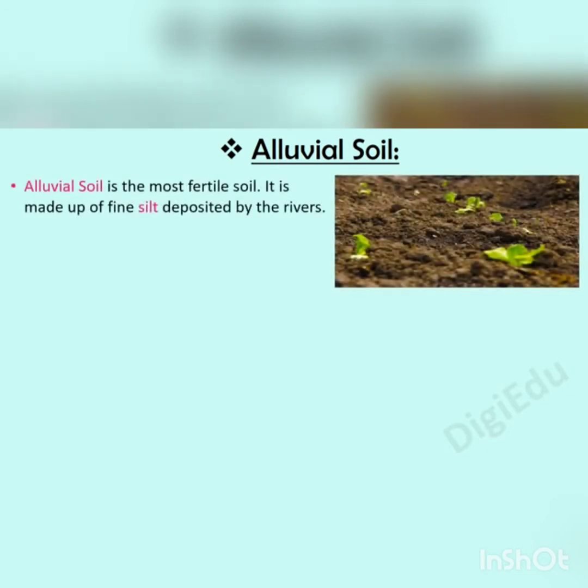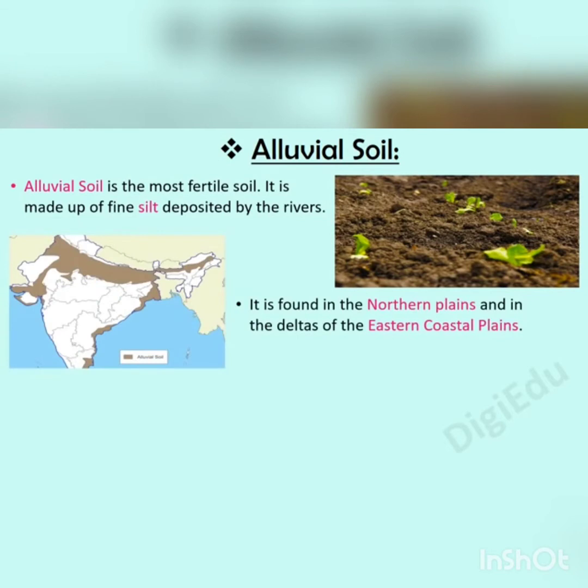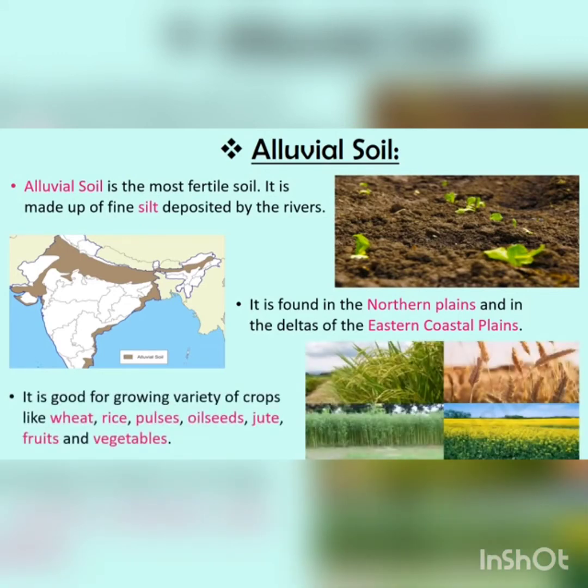Now, first let's talk about the alluvial soil. What kind of soil is it basically? Alluvial soil is the most fertile soil. It is made up of fine silt deposited by the rivers. It is found in the northern plains and in the deltas of the eastern coastal plains. It is good for growing a variety of crops like wheat, rice, pulses, oilseeds, jute, fruits and vegetables. So it is a very fertile kind of soil.